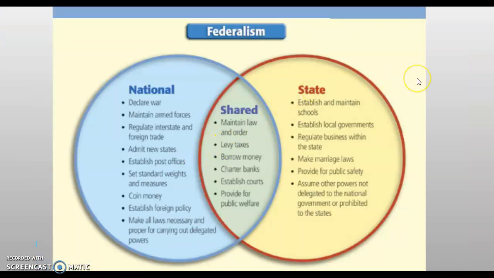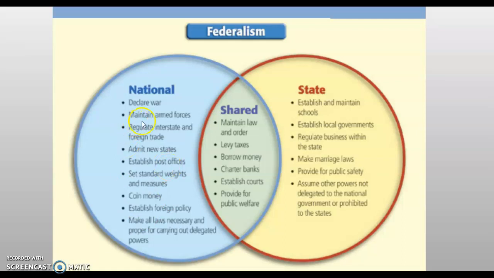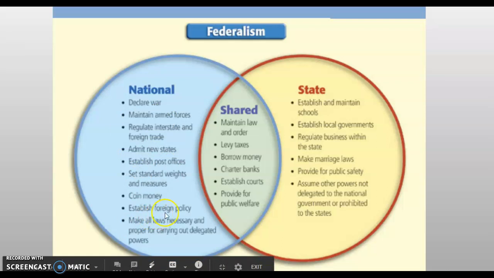Now, most of the time you'll see the powers split up into a Venn diagram, as you see here. These are all the different national powers. These are the big national things. They make money. They establish post offices. They take care of our military. They can declare war. Anything to do with a foreign country, that's what their job is.